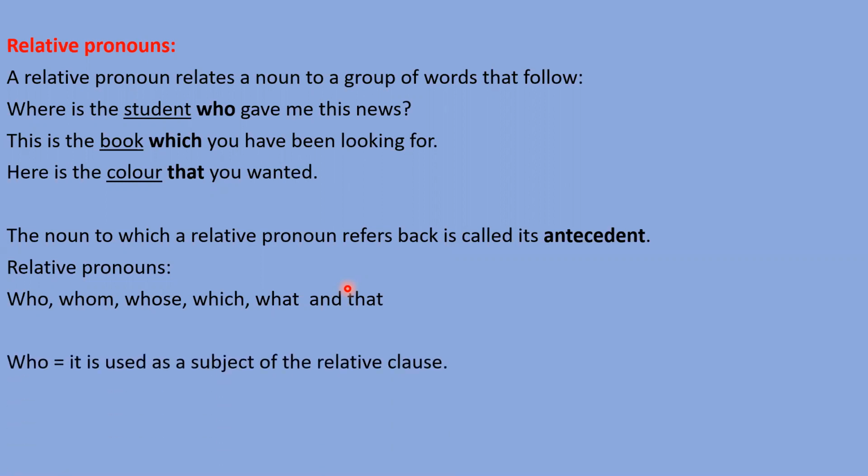Firstly, let's understand how to use who as a relative pronoun. Who is used as the subject of the relative clause. So whenever we have to use who, the condition is that it should be the subject of the relative clause. So dear students, suppose this is the sentence: where is the student who gave me this book? So this part is called the relative clause, right? So if you want to use who, who should be the subject of this part, right?